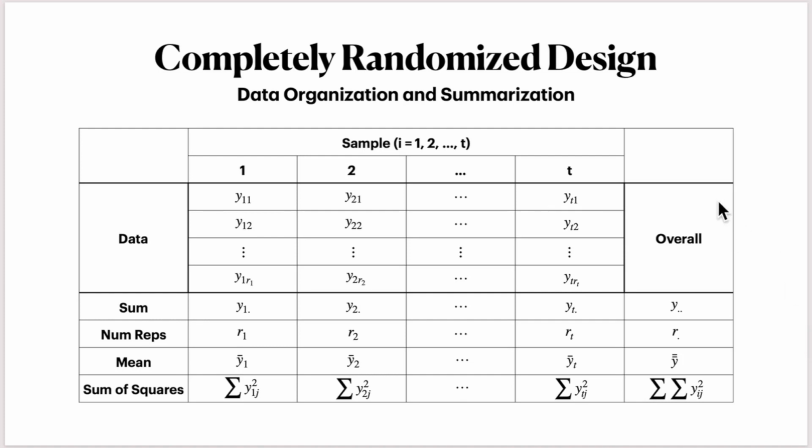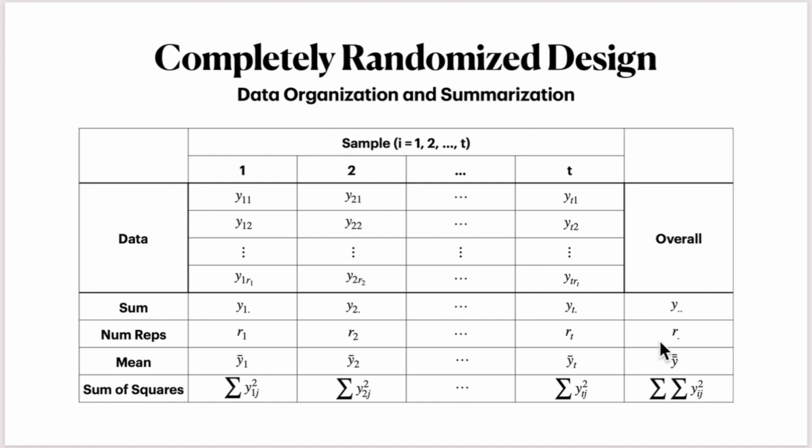All right, and then we also need overall summary statistics, and those are very easily calculated once we have the summary statistics for the individual samples. The first is the overall total of the observations across all samples, and that's again denoted by y dot dot, and that's just the sum of the values in this row, right? So it's the sum of those quantities there.